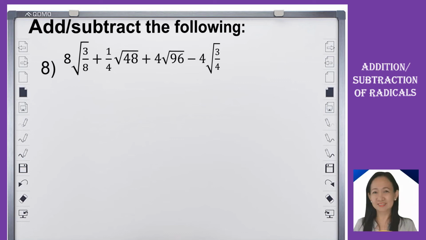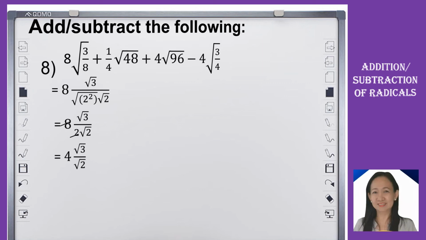For 8 times the square root of 3/8, let us factor the denominator, the square root of 8, into the square root of 4, or 2 squared, times the square root of 2. So getting the square root of 2 squared, which is 2, then we can cancel 8 and 2 in the denominator so that we have 4. Then looking at the denominator, we have the square root of 2.